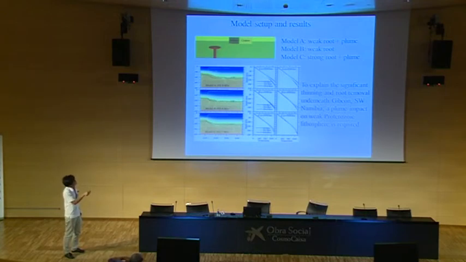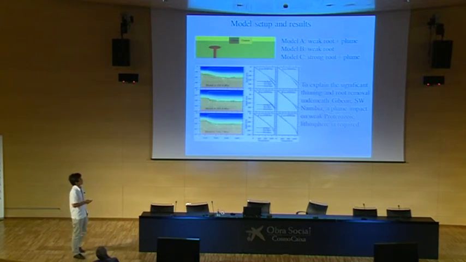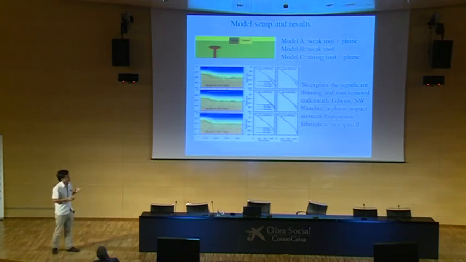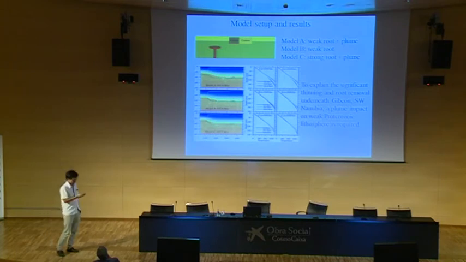You can see that only in model A is there significant thinning of the lithosphere. This dashed line shows the LAB before the plume impact, and the solid line shows the LAB after the plume impact. There's about 50 kilometers of thinning in this area. But in this model and this model, there isn't so much thinning. So to explain the significant thinning, root removal underneath Gabon and a plume impact on a weak Proterozoic lithosphere are required.